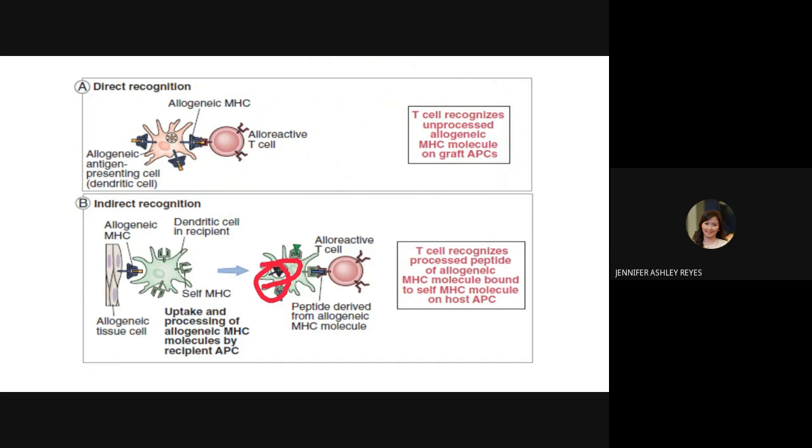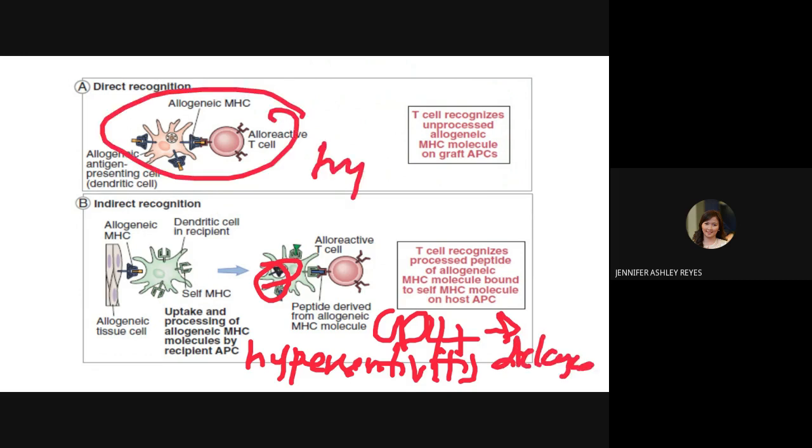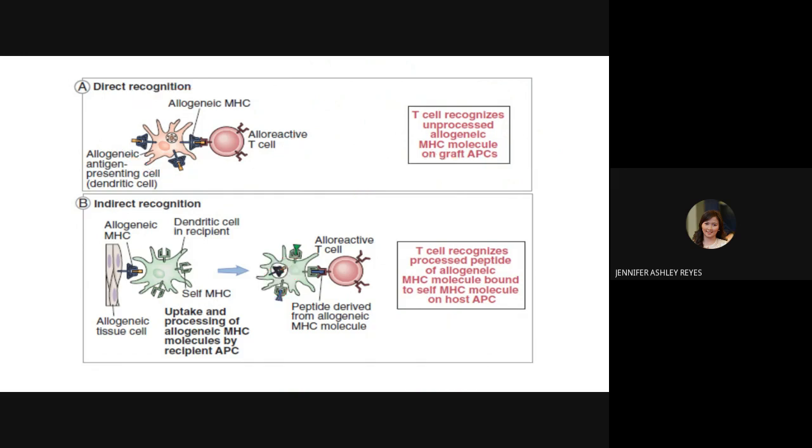So this indirect pathway will generate CD4 plus T cells that enter the graft and recognize graft antigens being displayed by the host APCs. And therefore, there is a type of hypersensitivity or inflammatory response that happens here in indirect recognition, pero medyo delayed kasi pinrocess pa. Pero dito sa direct, hyperacute kasi dire-diretso yung pag-recognize. Okay? So that's the difference between direct and indirect allo recognition.